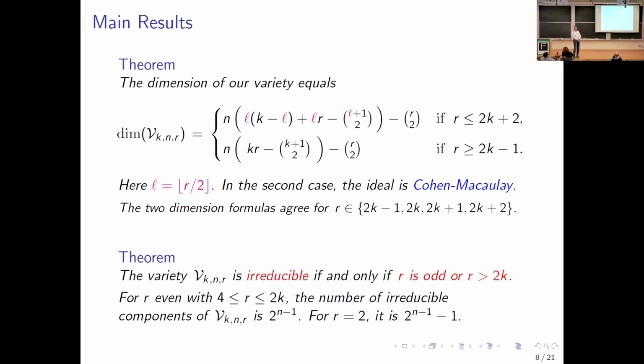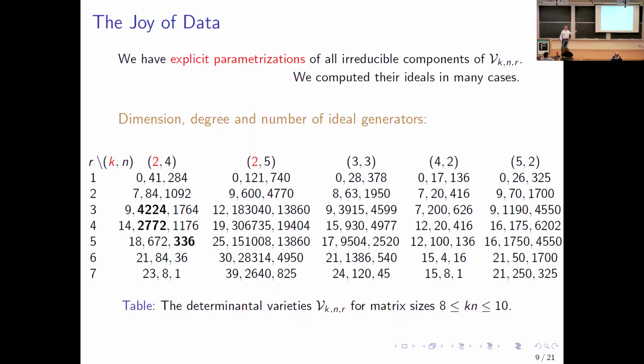Now, of course, theorems are for those who can't compute, right? So then you have to do a little bit of computation, right? So we computed lots of examples. So here is R, the specified rank. Then here K is 2, 2, 3, and then Kn is this pair. And so we have explicit parameterizations of the irreducible components, but this is the first one.